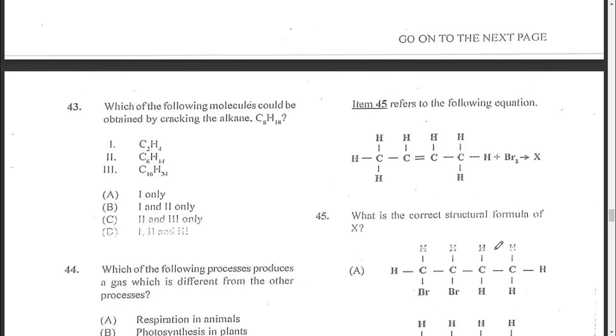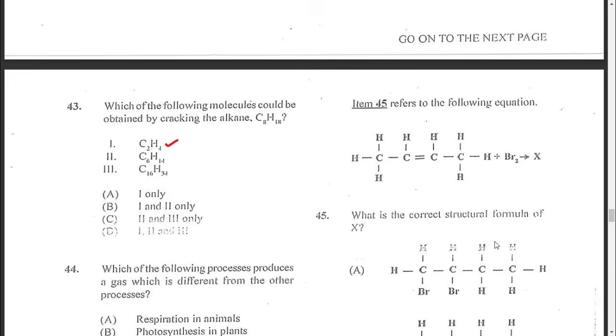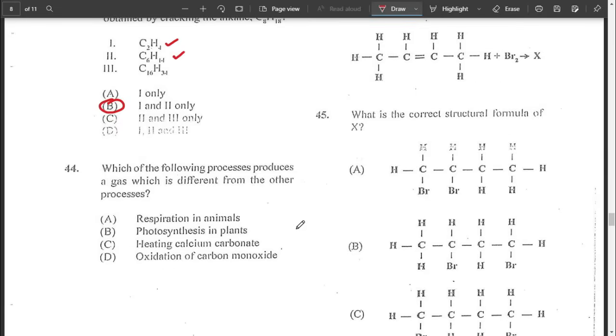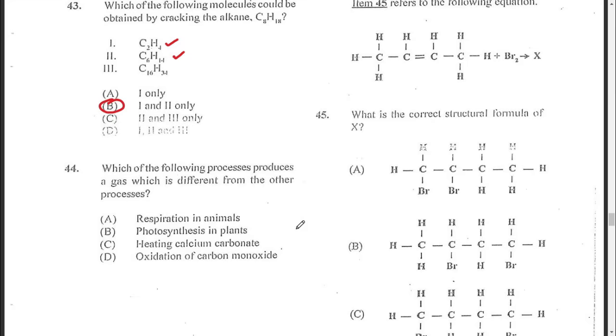43. Which of the following molecules could be obtained from cracking the alkane C8H18? We can get this and we can get this. This is too large, 3 is too large for that product to form, so it's 1 and 2. B. 44. Which of the following processes produces a gas which is different from the other processes?